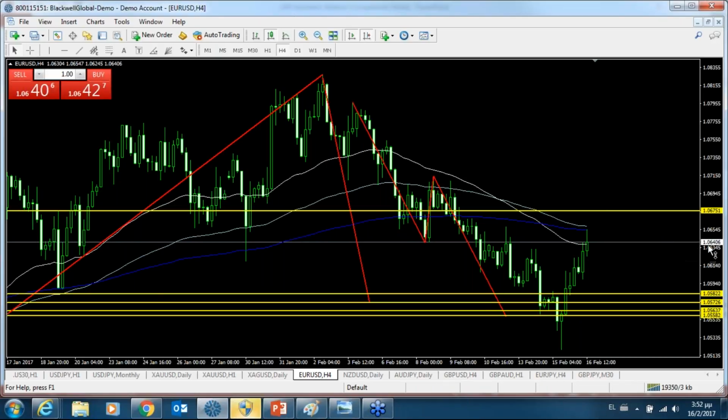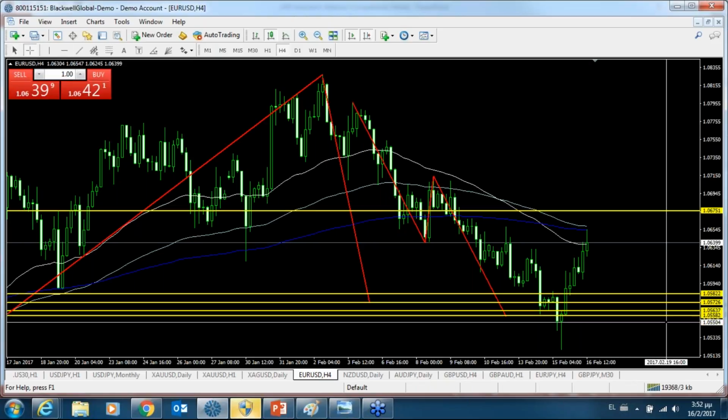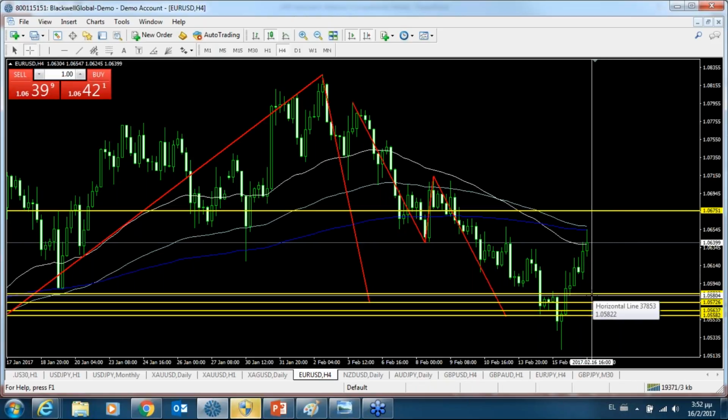So 1.0640 would also be my take profit area, because the next one up is 0.650. So for the D to E move, I most probably have exited by now, because I would have entered around there, let's say, all the way up there. That would be about 50 odd pips.